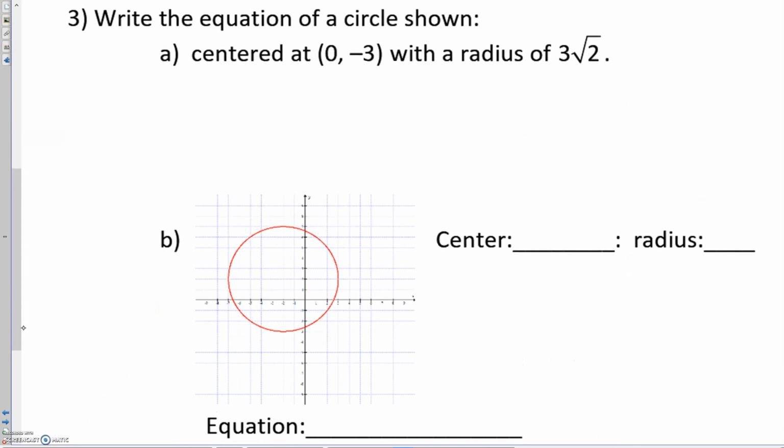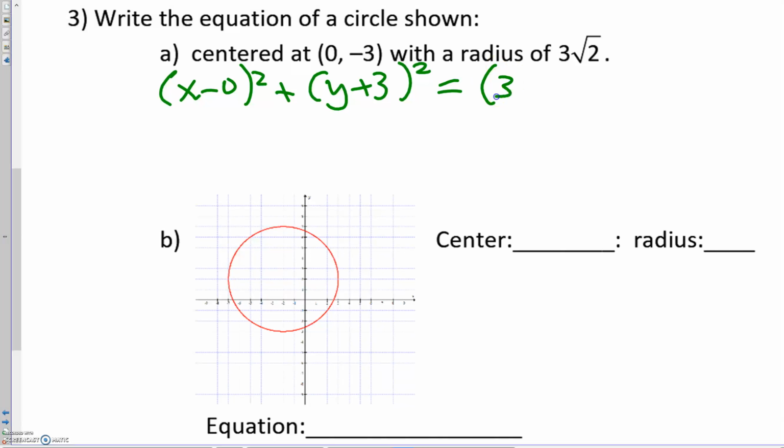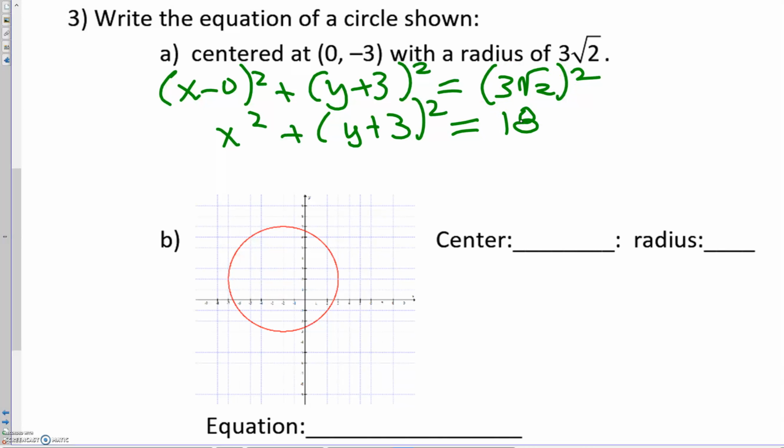All right, 3, write the equation of the circle shown. It's centered at 0, negative 3. Oh, so write the equation of the circle shown. The one that's centered at 0, negative 3 with a radius of 3 radical 2. So that means I'm going to have x minus 0 squared plus y minus a minus. That gives me plus 3 squared equals 3 radical 2 squared. So that would be x squared plus y plus 3 squared is equal to 9 times 2 is 18.